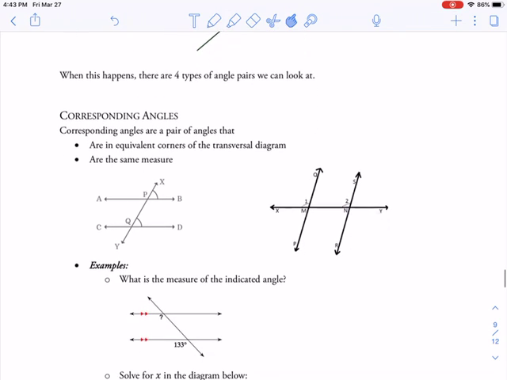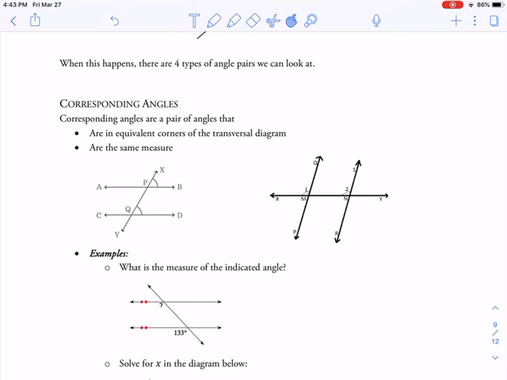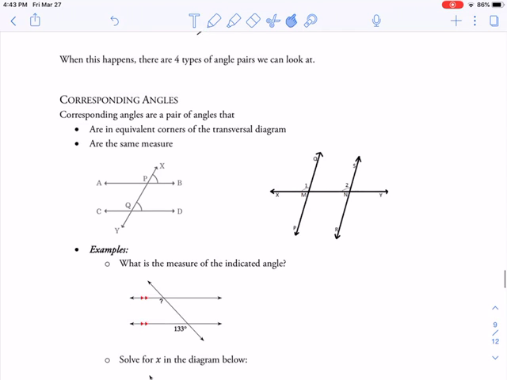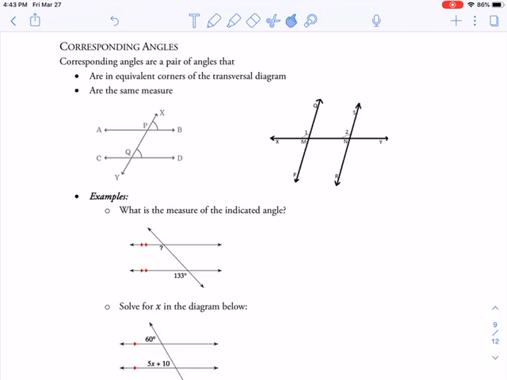All right, so we are going to look at 4 types of angle pairs based on that scenario of a transversal and 2 parallel lines. Or possibly more than 2 actually, but primarily 2 parallel lines. Okay, so the first type is corresponding angles.